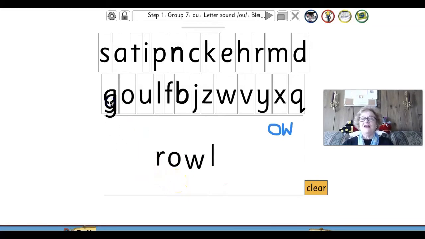Can you see another letter I can pick from the top? I see one, and I can change growl to prowl. Prowl is when a tiger or a lion or a cat walks around very slowly looking for their prey. Prowl. Can you read that word with me? Prowl.